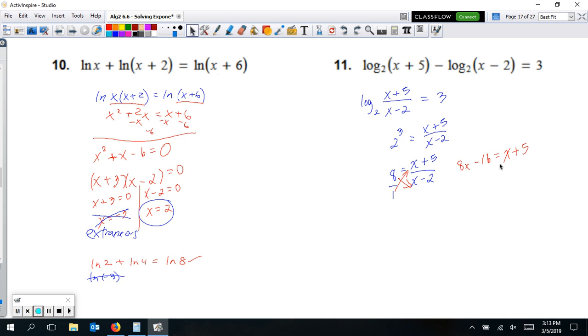And now we can just solve this one. We could subtract x first from both sides, and that would give us 7x minus 16 equal to 5, and then just add 16 to both sides after that. So now 7x is equal to 21, and then just divide by 7, so x equals 3. We can double check that that's a good answer. We're getting 3 plus 5 is 8 here, 3 plus 2 is 1 here, both positive numbers. So 3 is acceptable, we can keep it.